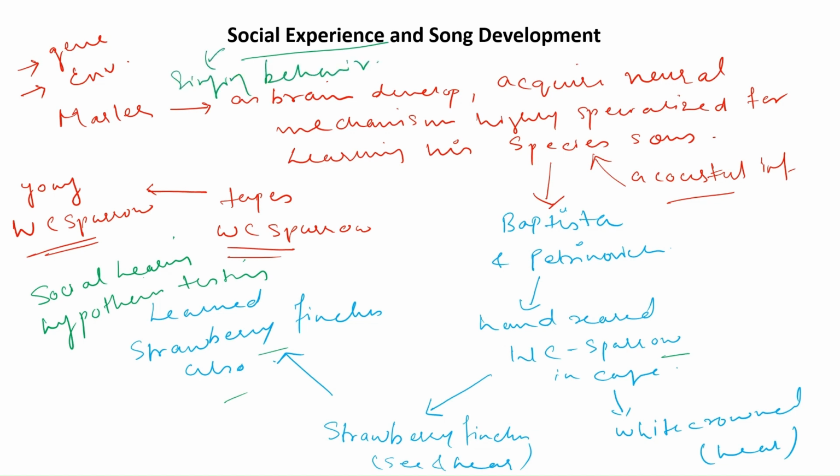So now, how do the birds sing? The proximate answer for this is that they carry genes which help in the development of neural cells so that they can acquire the mechanism by which they can learn their species song, and also the environment or the social surroundings shape the way the song develops, or the singing behavior.